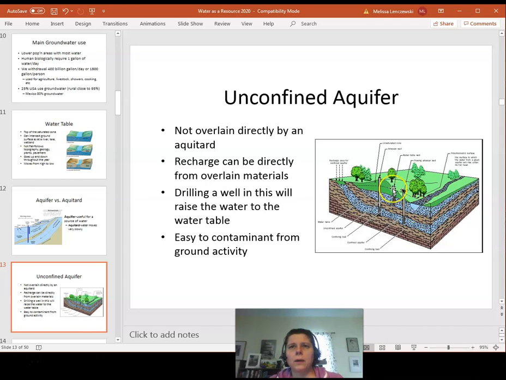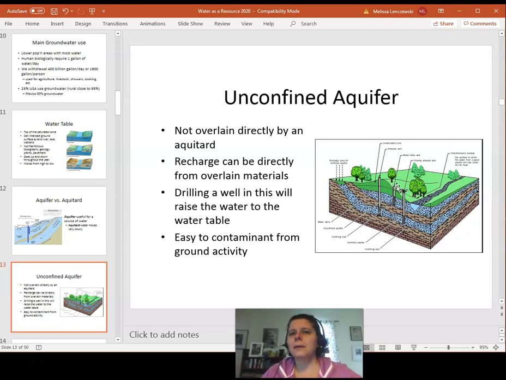If you drilled a well into it, the water would rise up to wherever the water table is inside of it. It makes it very easy to contaminate. So as we pour, say, gasoline on the surface, we'll get into pollution, or if you use pesticides and herbicides in your backyard, that will impact how much pollution gets into this unconfined aquifer. Unconfined aquifers can be used for drinking water supply, depending on where you are, but they're a little bit easier to contaminate.